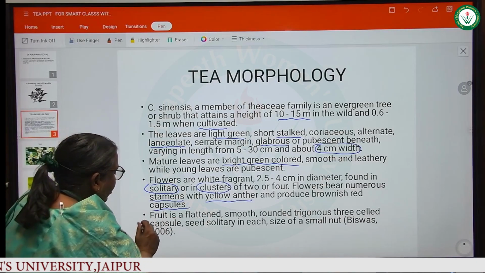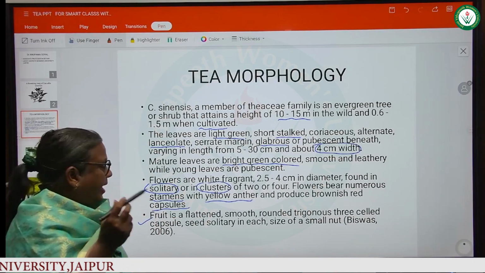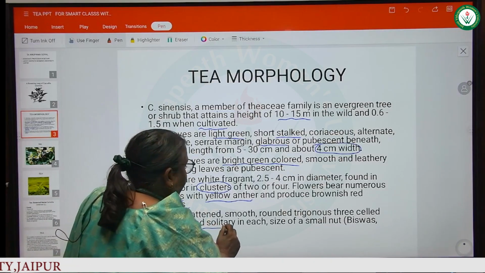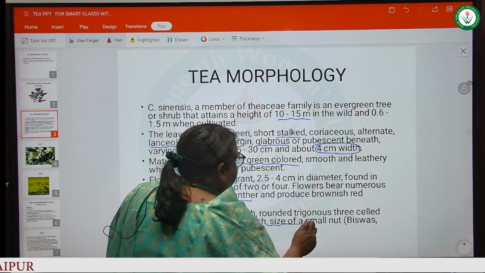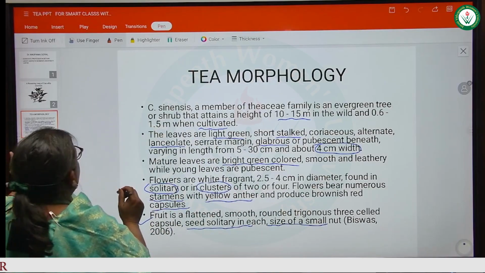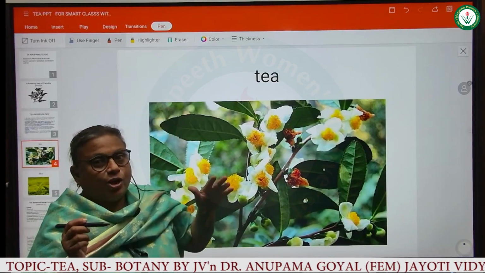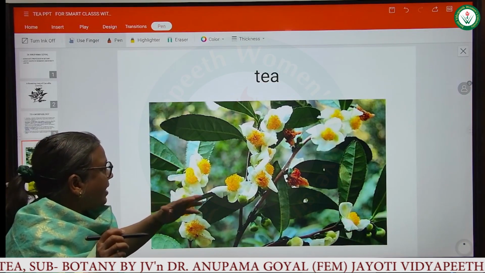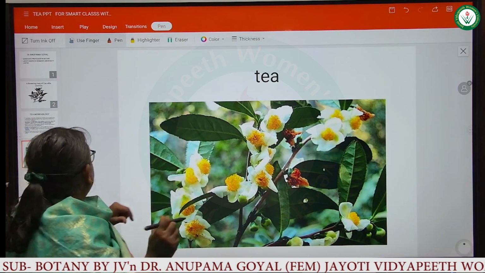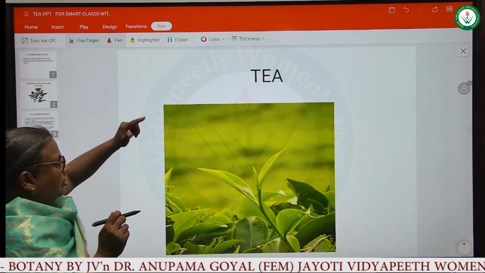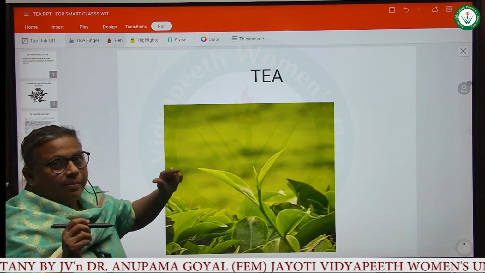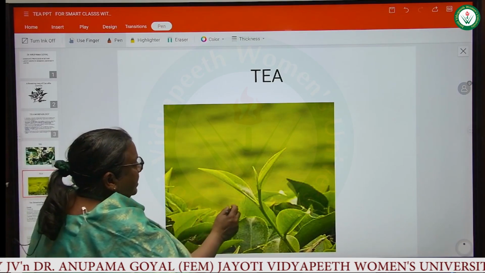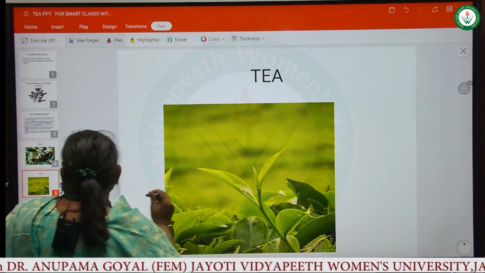So students, what is the fruit in tea? The fruit is a capsule, with a solitary seed in each, and the size of a small nut. In this diagram, students, you are seeing the tea plant flourishing very well, having flowers and capsules. This picture also shows the tea plant, the morphology of Camellia sinensis. See the stem and the leaves in this picture.